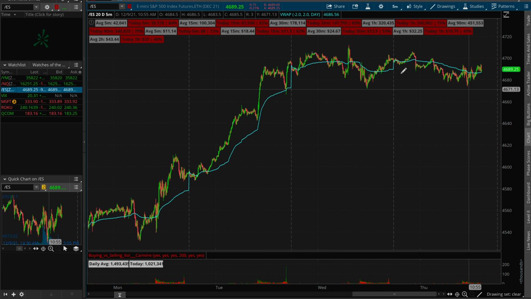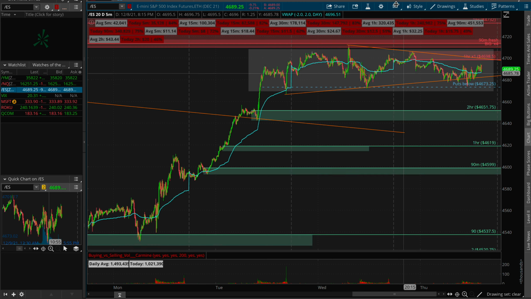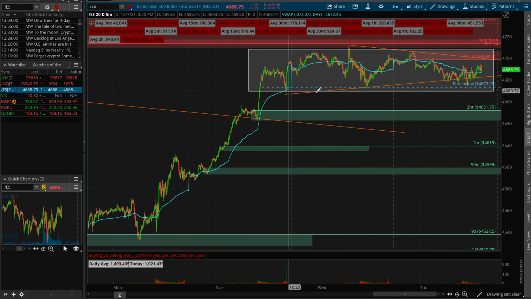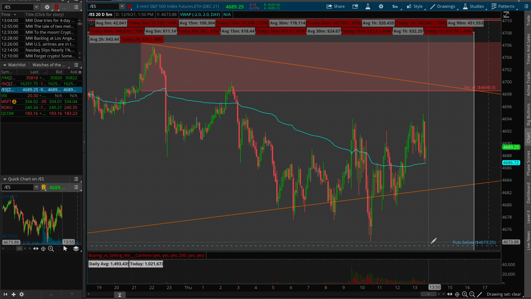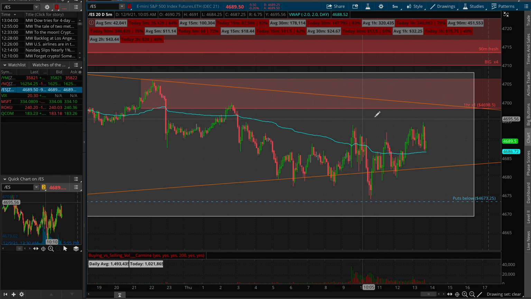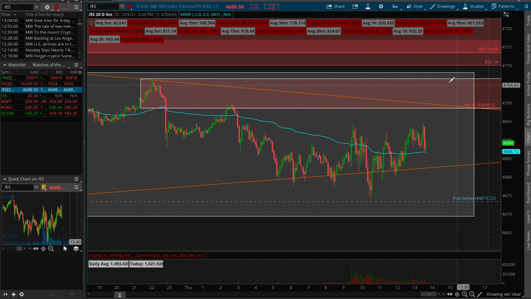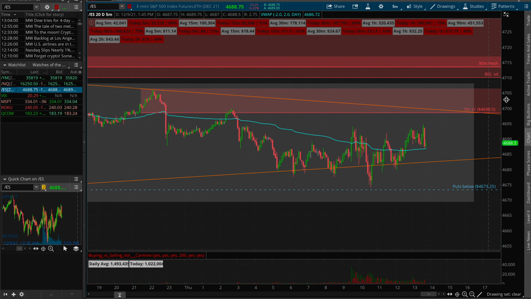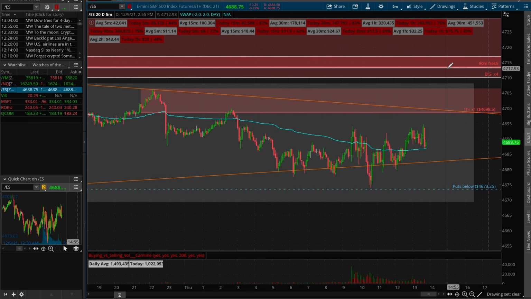On ES, let's go over the plan as well going into today. So you can see we're still in this consolidation period. Again, we need to break out of this. And the play was puts below 46.73. Again, these are all my opinions. Or to base out inside this 1-hour supply zone and base out above here and seek VWAP to the upside.